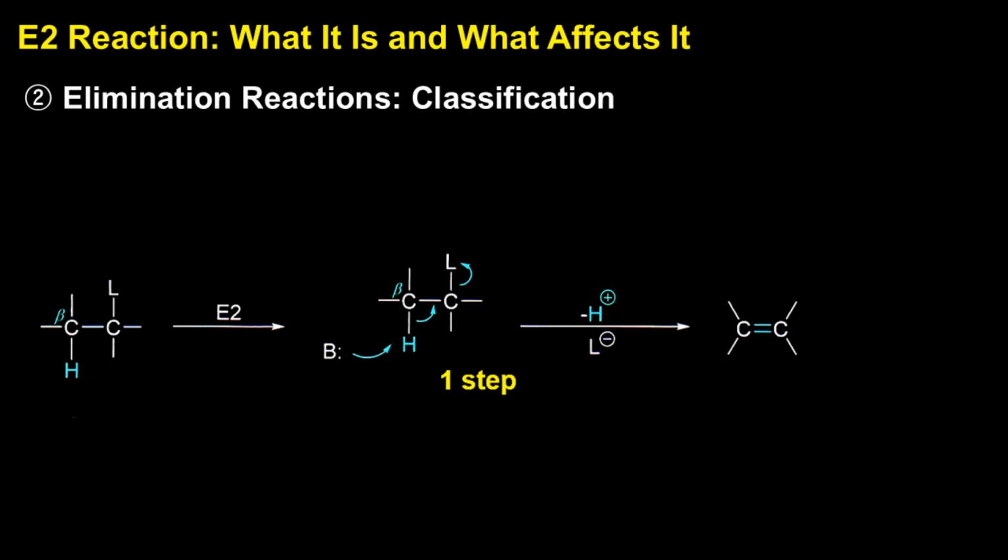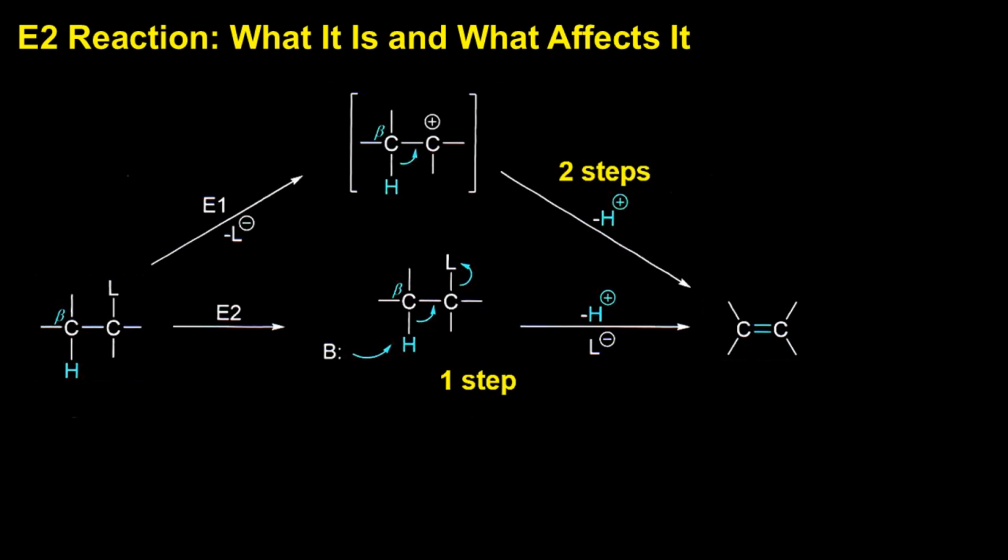E2, bimolecular elimination, is a single-step reaction. Here, both the base and substrate participate in the rate-determining step. There are no intermediates involved. Instead, the leaving group and a proton are removed simultaneously, forming the double bond in just one step.